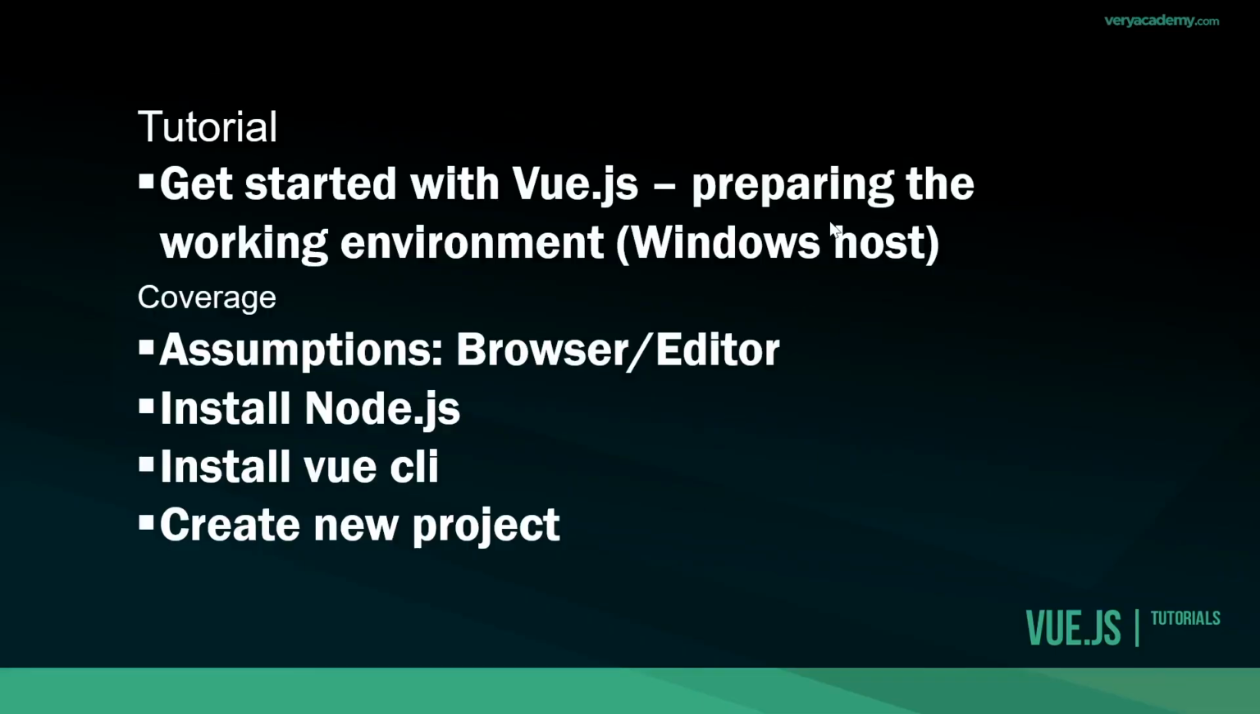So that's just one way of many ways that we can consume Vue.js. Here we prepared Vue in a Windows host. We installed Node, and we used then the Node package manager to install the Vue CLI. We created a new project, and then we ran the project, and I gave you a quick overview of some of the files and folders that you'll find within your new project.